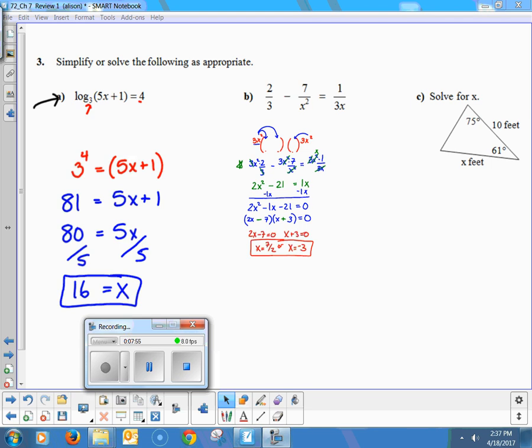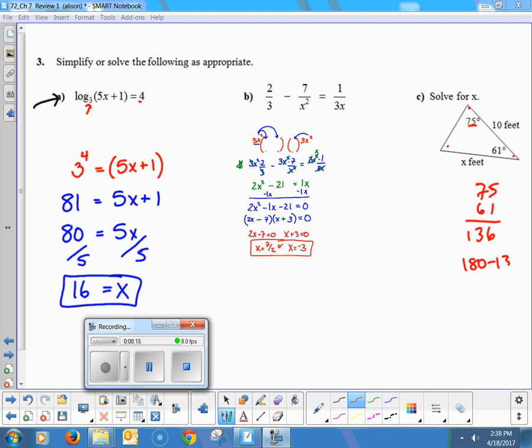And for number C, let's see. We know a couple of angles. We could find this third angle because they have to add to 180. And that might be a wise thing to do. 75, 75, and 61. Well, that makes 136. And so 180 minus that, minus 136, would be 44. So this angle here has to be 44 degrees. And I think we're just ready to go.